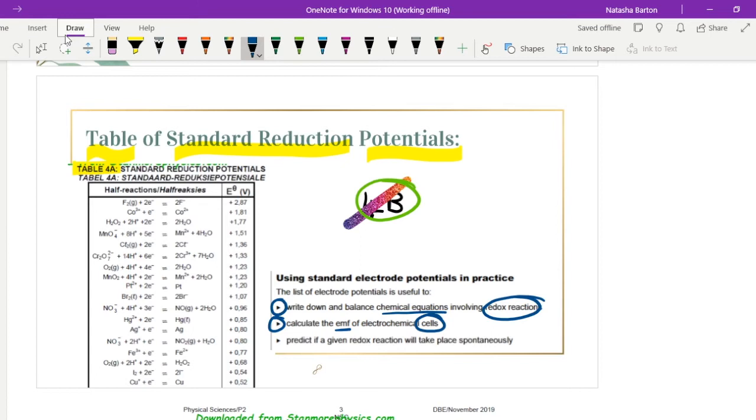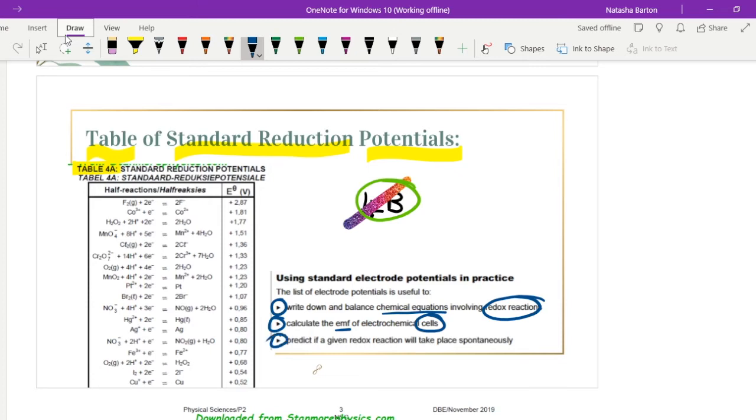Number 2, you can use the table to calculate the EMF of your electrochemical cells. So remember in the previous video, I told you that electrochemical cells include your galvanic cell and your electrolytic cell. The galvanic cell is like a battery. We turn chemical energy into electrical energy, and it therefore has an EMF like any other cell which you would connect in a circuit to make your light bulb shine. So we can use this table to calculate the EMF of our cells.